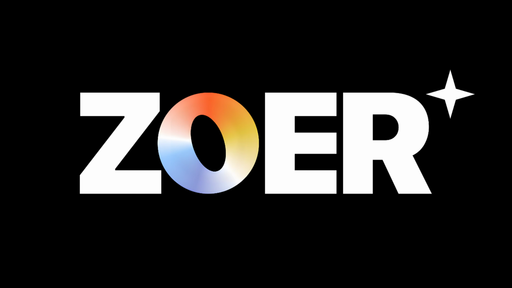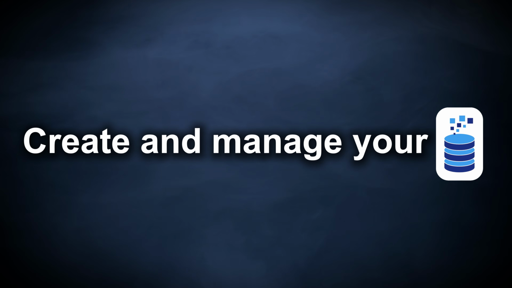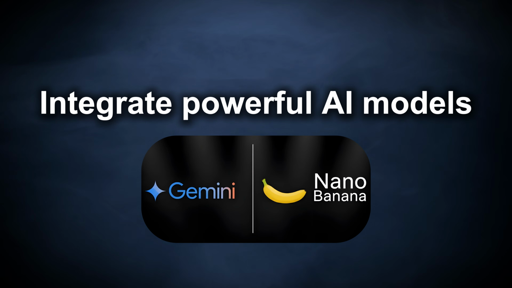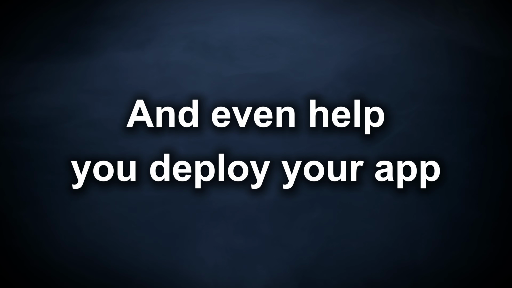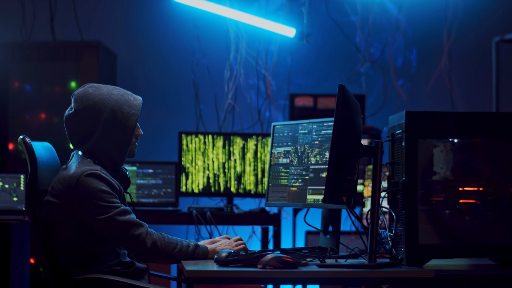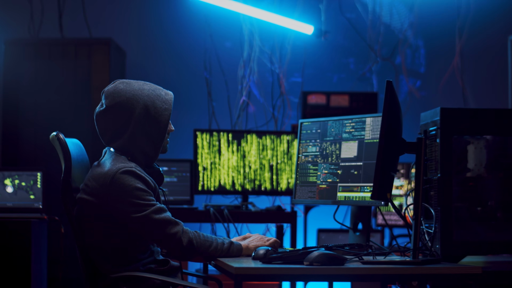AI. Zoer is an all-in-one AI development platform that can generate your front end, structure your back end, create and manage your database, handle user authentication, integrate powerful AI models, and even help you deploy your app, all from simple prompts. So if you've ever wanted to turn an AI idea into a real SaaS product, this tutorial will show you exactly how to do it. Let's get started.